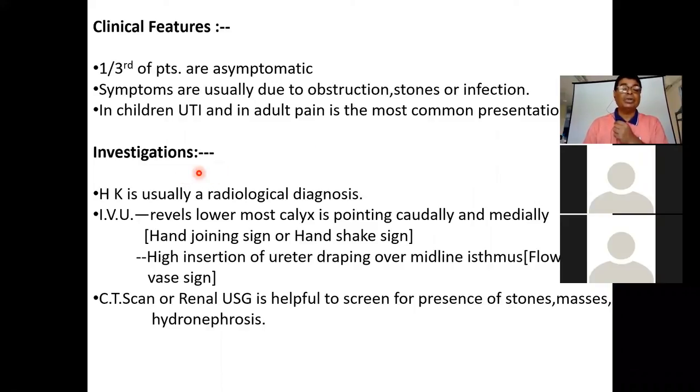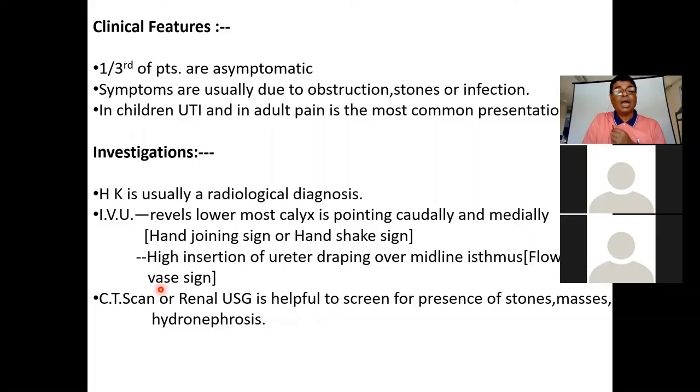Actually, horseshoe kidney is a radiological diagnosis, or you may diagnose it incidentally, or some of the patients may present with the symptoms of obstruction or the symptoms of stone or infection. So when you go for radiological investigation, you will see that this patient has horseshoe kidney. And you can diagnose it with CT scan or renal USG.